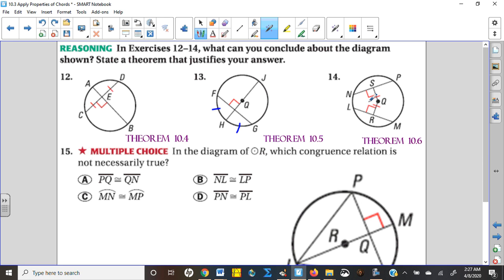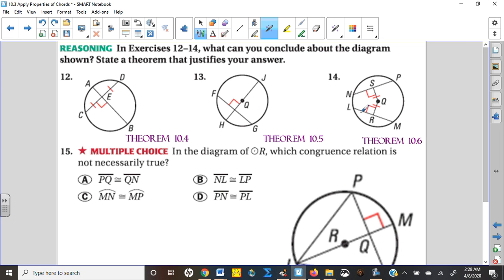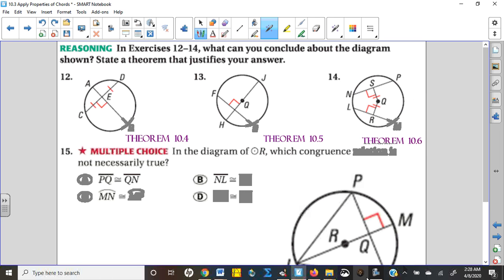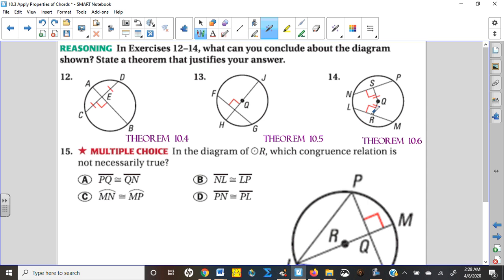And then finally, number 14, looks like we are using 10.6 again, which tells us that if two chords are equidistant from the center, as this diagram shows right in here, then that would imply that they have to be congruent. So NP is congruent to LM. And by the way, if those chords are congruent by theorem 10.3, arcs NP and LM are also congruent.